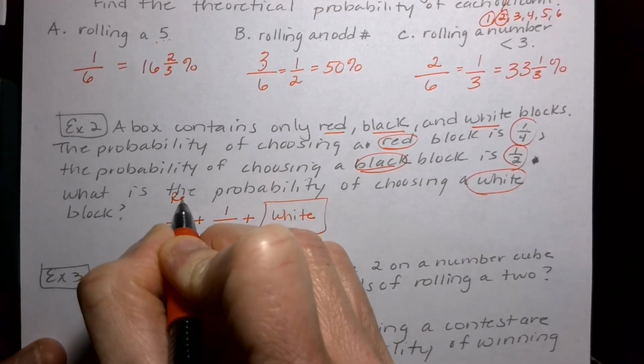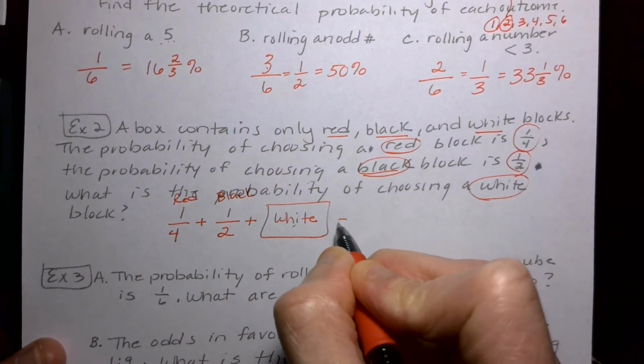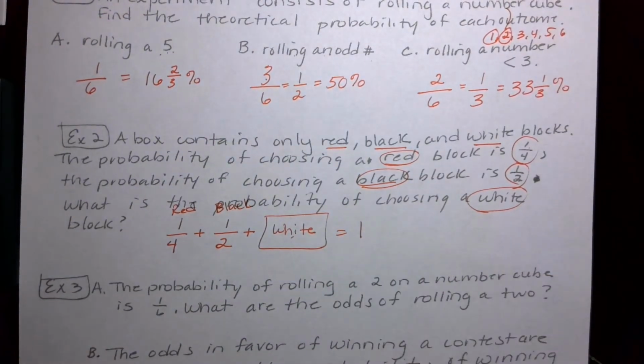So I'm going to take the 1/4 plus the 1/2 plus whatever the white is, right? Because this was my red, and this is my black, and this is all I have in there. So when I add these three up, it better equal that 1. Now some of you can probably do that in your head.